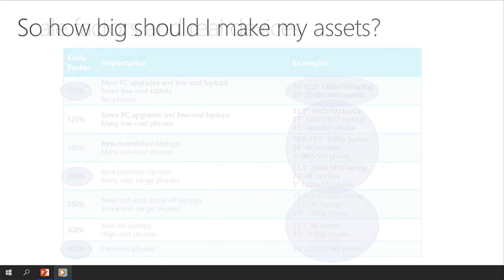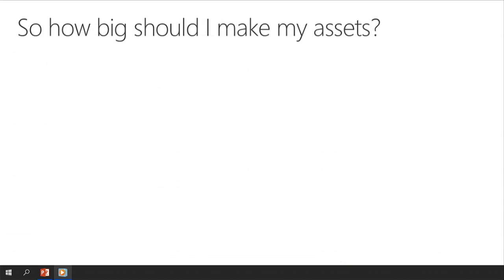Okay, so we want you to make 100, 200, 400% assets. How do you know how big to make them? I mean, if you're going to author assets, you're probably working in some kind of physical pixel space. You want the 200% asset, for example, to be exactly the right physical size to take up that many pixels so that it doesn't have any stretching by the runtime.